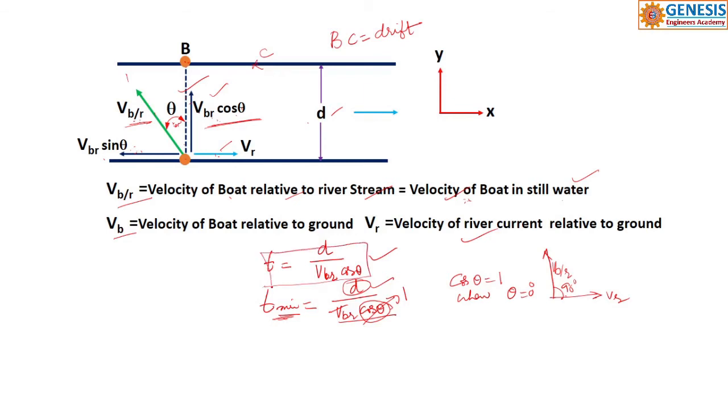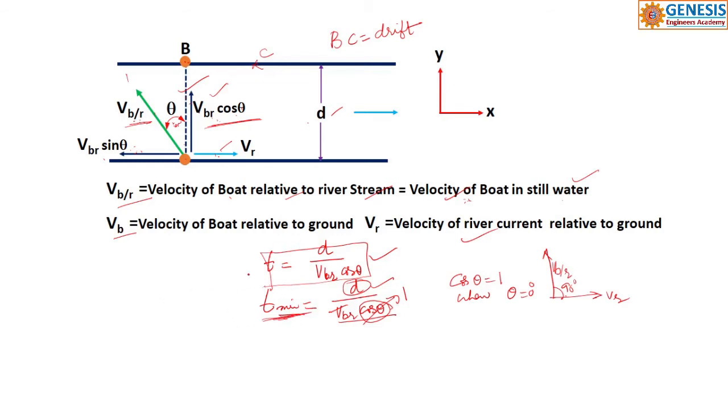If it mentions an angle of 10 degrees, then what is the time? You can find it using cos 10. If it is given at an angle of 30 degrees, you use cos 30 to find the time. If it asks for the shortest possible time, you got my point? The shortest possible time is when cos theta must be 1. So that is T minimum. I hope you understood this one.